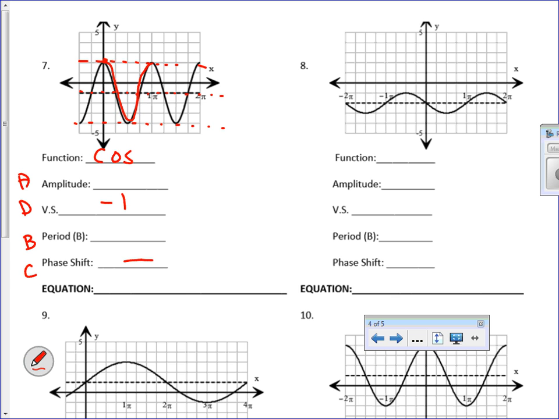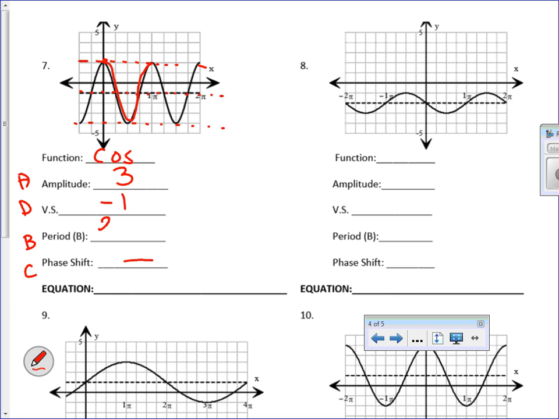Okay, I did forget the amplitude. Oh my gosh, what is wrong with me? What is the amplitude? 3. Good. So 1, 2, 3. 1, 2. So amplitude is 3. Wait a minute. Is that a positive cosine graph? Why is that a positive cosine graph? It starts at the top. Good job.